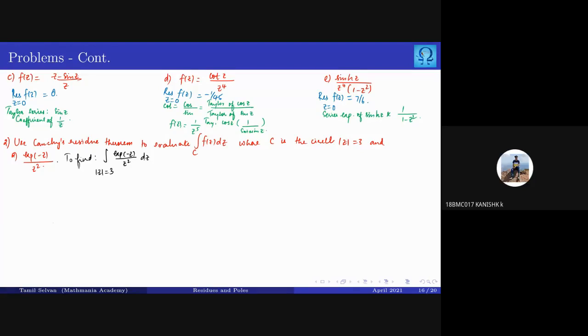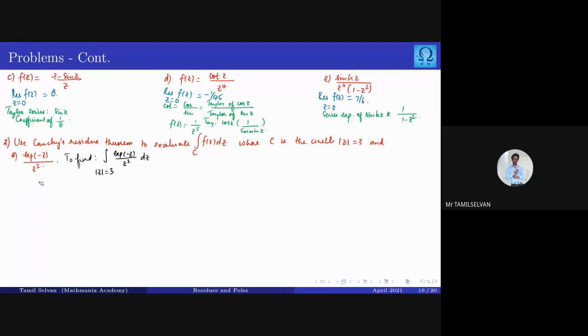Sir, residue first we have to find residue. Okay, we'll have to find out the residue. Residue of what? Exponential of minus z upon z square. We'll have to find this one. Okay, how to find out the residues? Taylor series of exponential of minus z, sir.